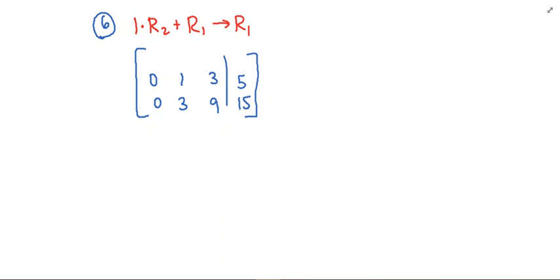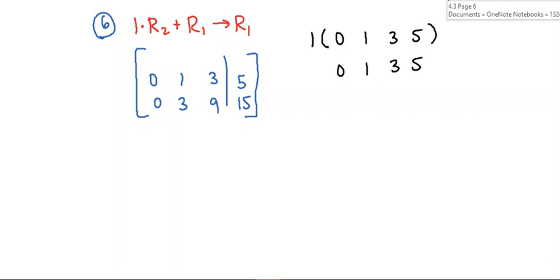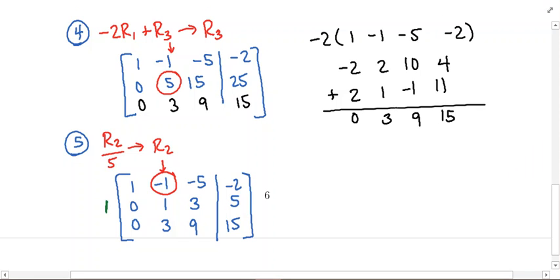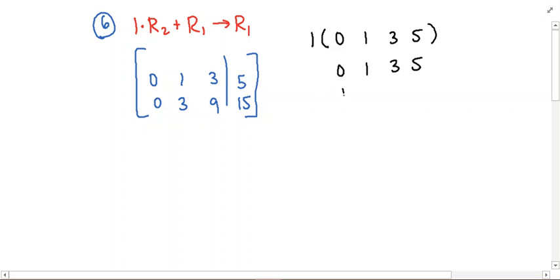What I need to do here is take 1 times row 2. If you're multiplying anything by 1, it's basically staying the same. And then we need to go back and add row 1 to it. So if we look at our previous matrix and we look at row 1, it's going to be 1, -1, -5, -2. So 1, -1, -5, -2.